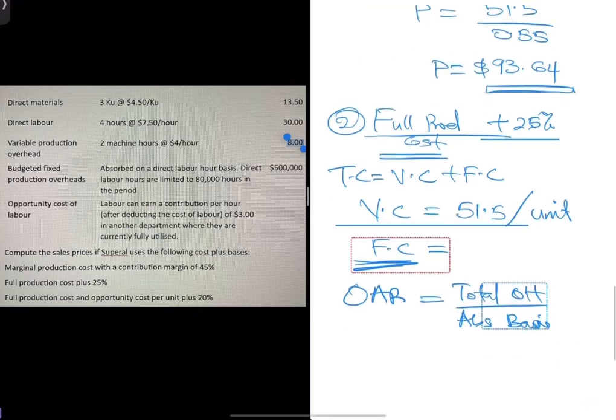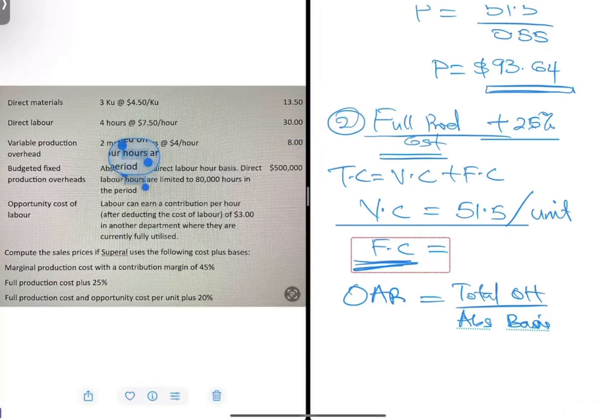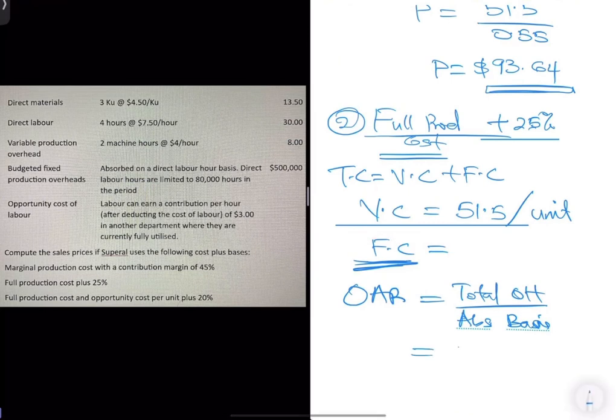And you have been told in the question that the total overhead is 500,000 and the basis is labor hours and the total is 80,000. So that means that equals 500,000 divided by 80,000. And that's how you got the first answer that you gave me, and that's 6.25.